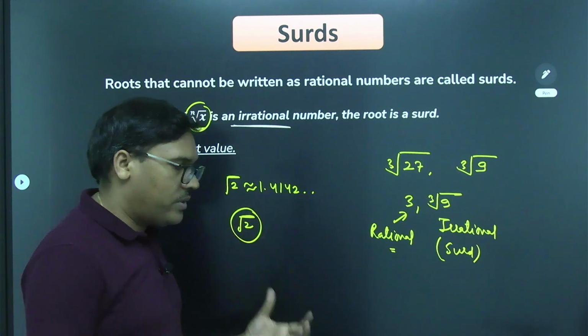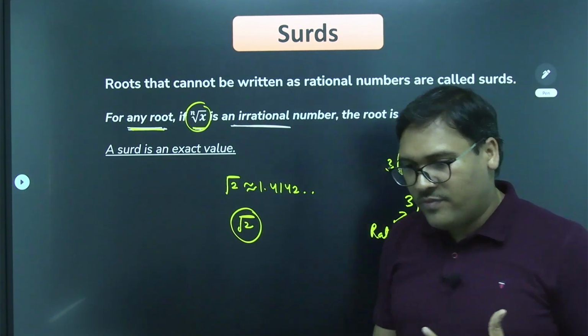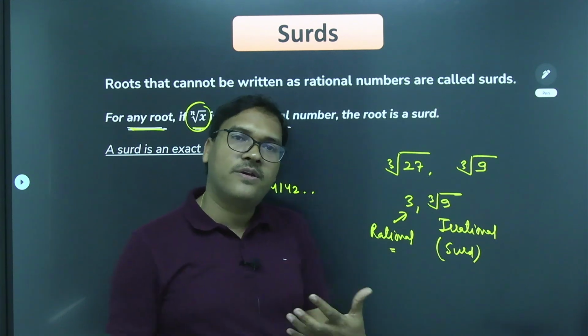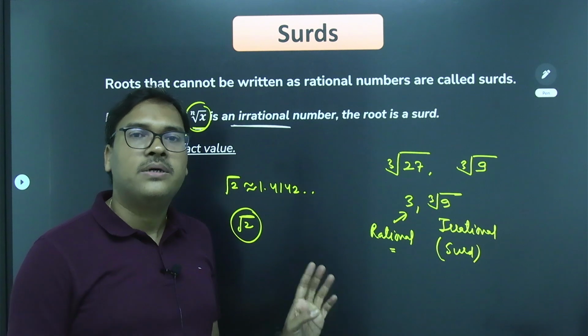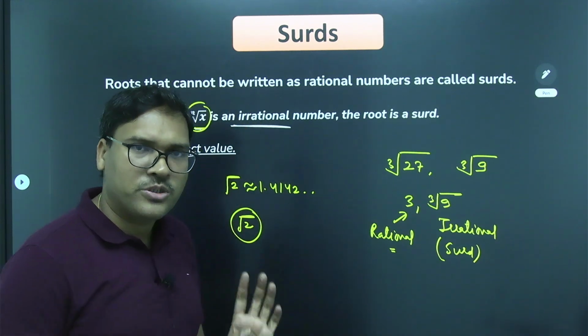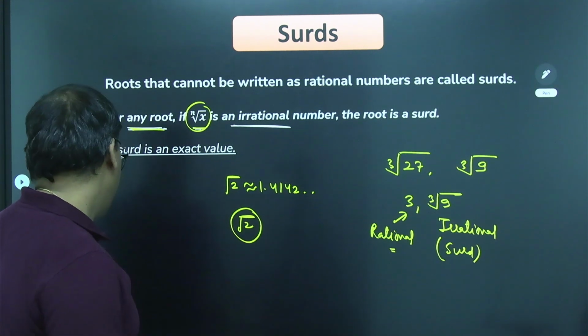So, the surd is an exact value. Whenever we require an exact value, we always put the surd value. We will not convert this to a decimal. So, I hope this point is clear: what the meaning of surd is and why we need surd.